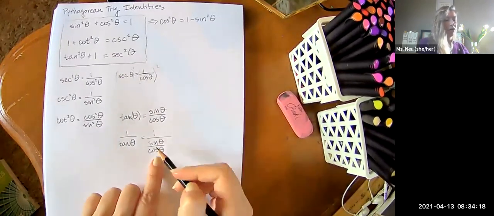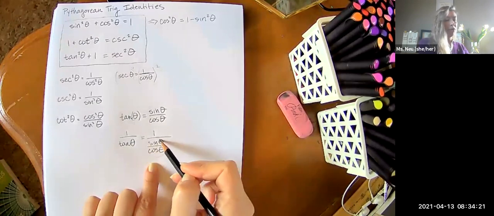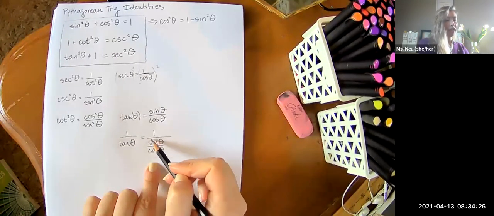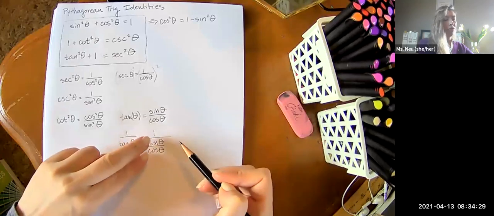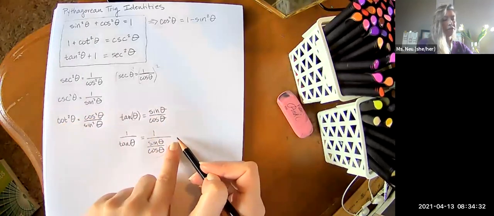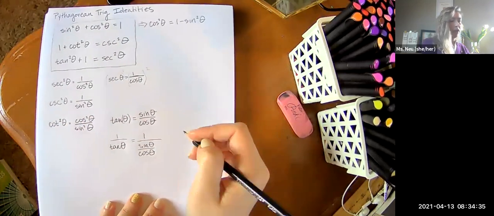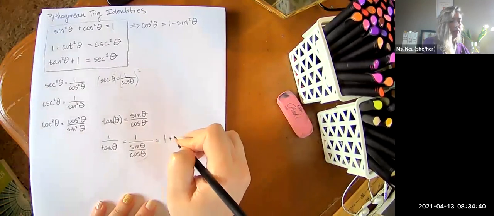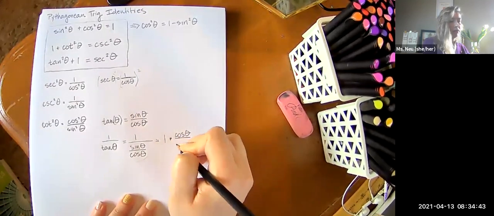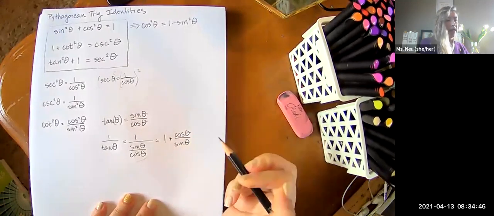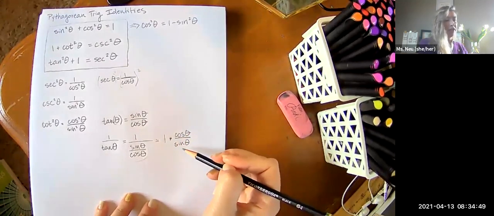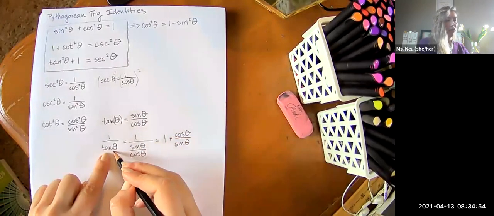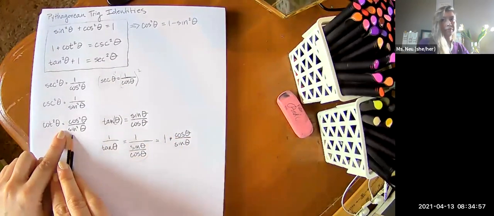And then recall, dividing by a number is the same as multiplying by its reciprocal. Let's say that one more time. Dividing by a number is the same as multiplying by its reciprocal. So this thing basically flips over and is just multiplied by 1. And then 1 times anything doesn't change anything, and that is how we get the cosine over the sine for the cotangent. Okay.